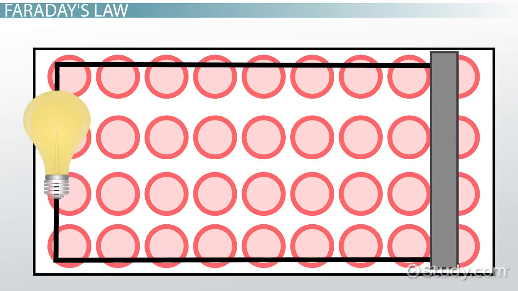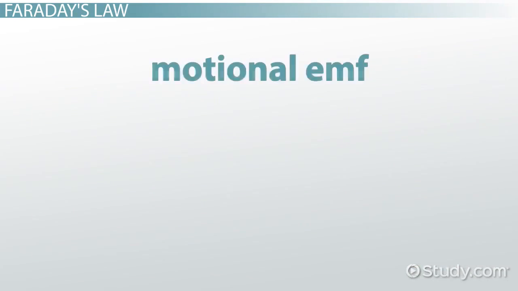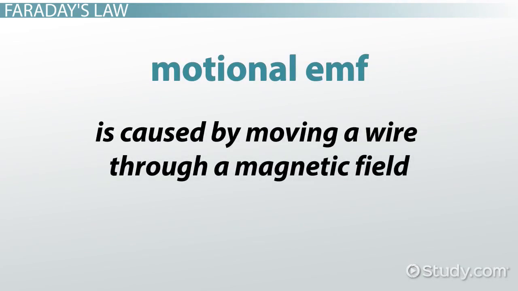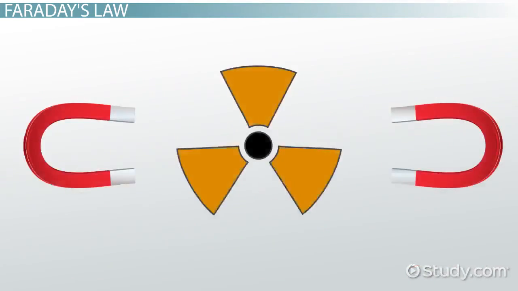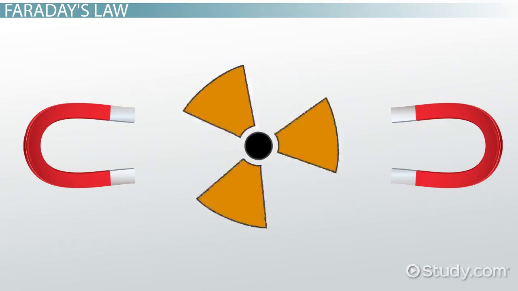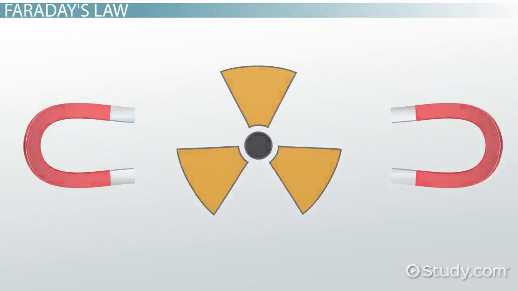Well, there are a few ways this could happen. First, you could move the wire. The voltage induced in this case is called motional EMF because it's caused by moving a wire through a magnetic field. Second, you could make the loop bigger or smaller, and therefore change the area. You could also rotate the loop so that the magnetic field that passes through it changes. This is what happens in an electric generator.